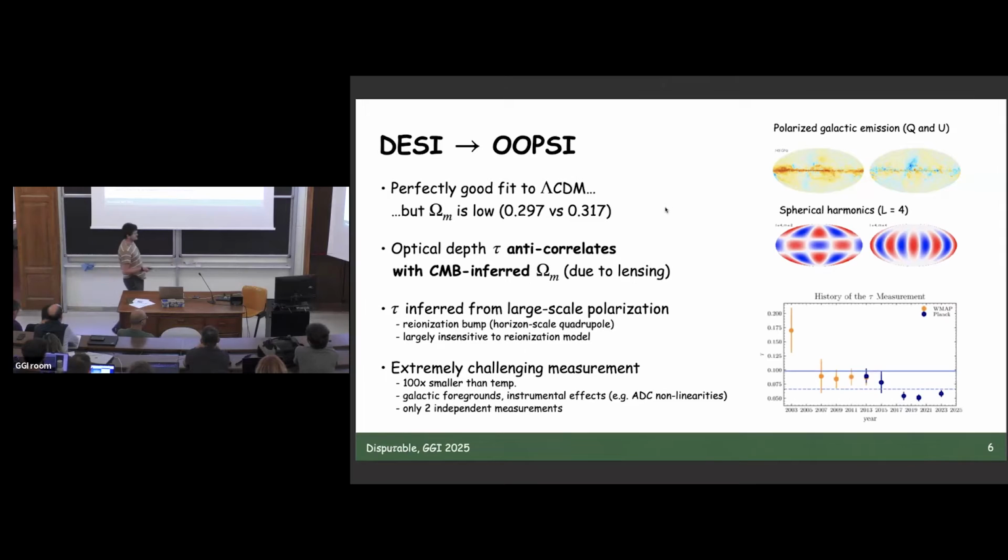And another sociological point, less of a scientific one, is that we really only have 2 independent measurements of this large-scale polarization. We have WMAP and we have Planck. And something that's interesting about these measurements is that they've been monotonically decreasing over time. So initially tau is 0.16 or something, and then settled around 0.09, and then the latest Planck data prefers a smaller value.